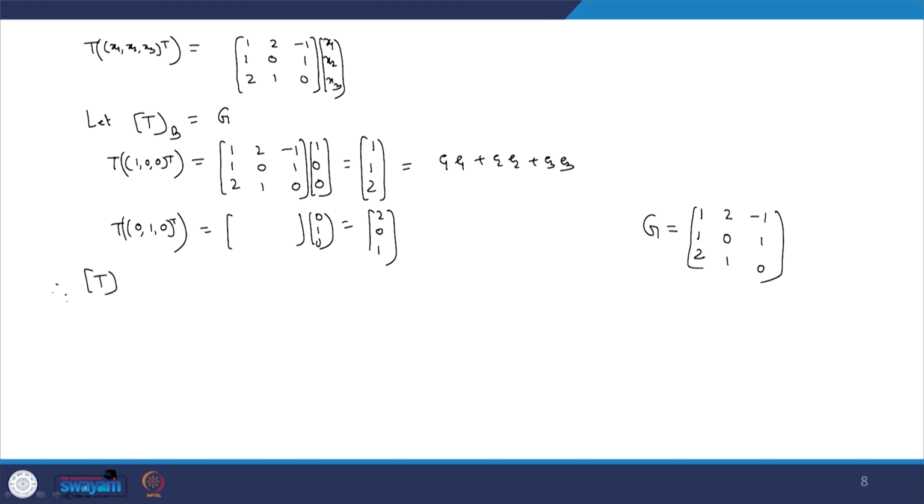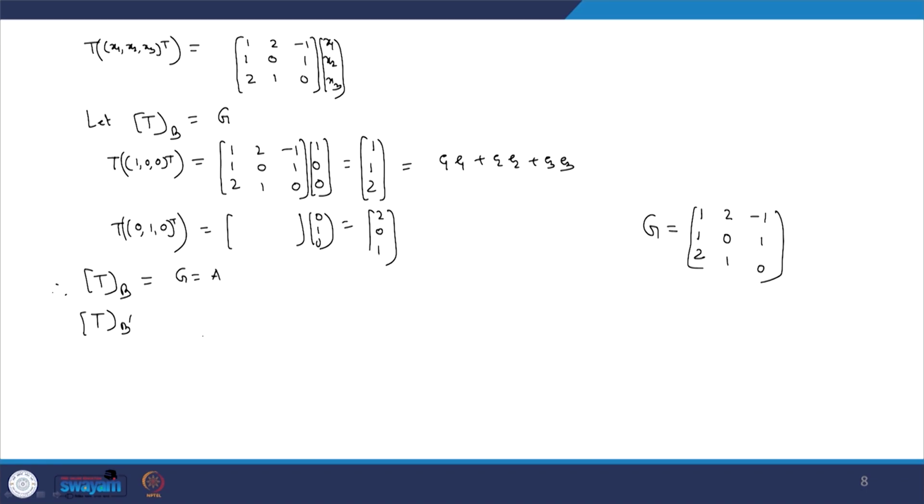So, the matrix representation of T with respect to order basis B equal to that matrix. So, G equal to the given matrix A itself. Now, what can you say about the matrix representation of T with respect to B prime?